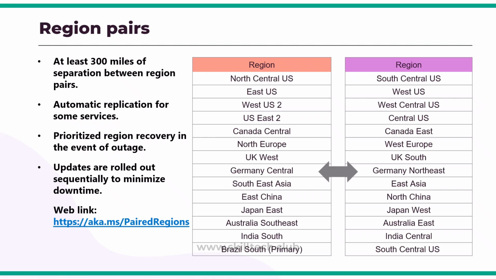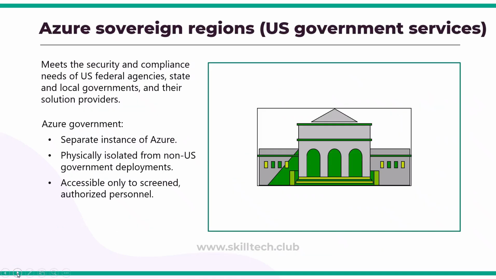Now, after regional pairs, let's move forward. We have something which is known as Azure sovereign regions. These are the regions which are specifically used for US government services. So this is going to meet the security and compliance needs of the US federal agencies, states and the local governments and their solution providers.